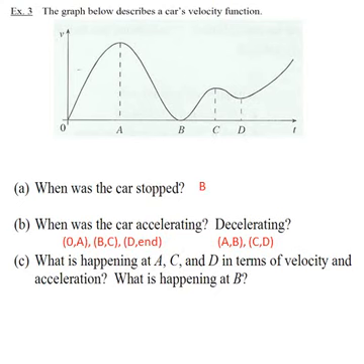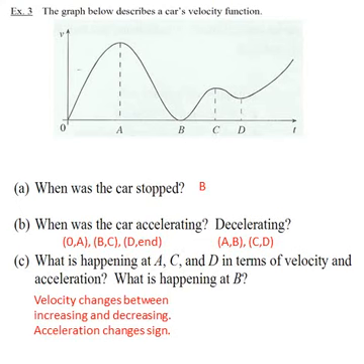In part C, at points A, C, and D, the velocity changes from increasing to decreasing, or vice versa. This means that the car is changing from speeding up to slowing down, or slowing down to speeding up. Speeding up would be positive acceleration, and slowing down is negative acceleration. So the acceleration is changing sign at these points. At point B, the velocity reaches 0, and the acceleration is still changing sign. So at point B, the car stops and then starts again.